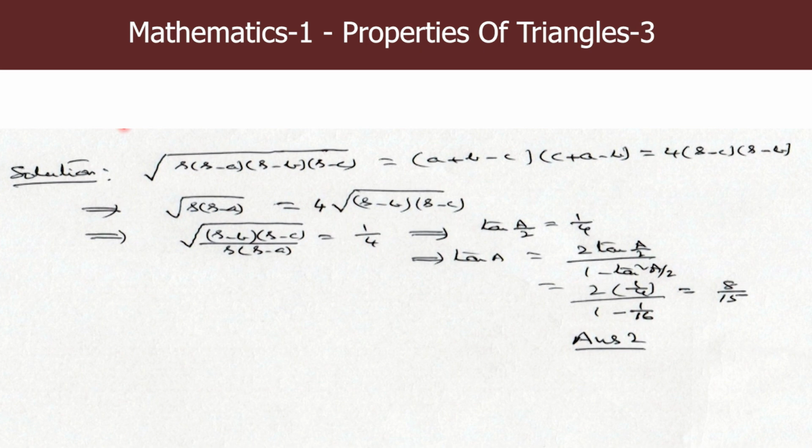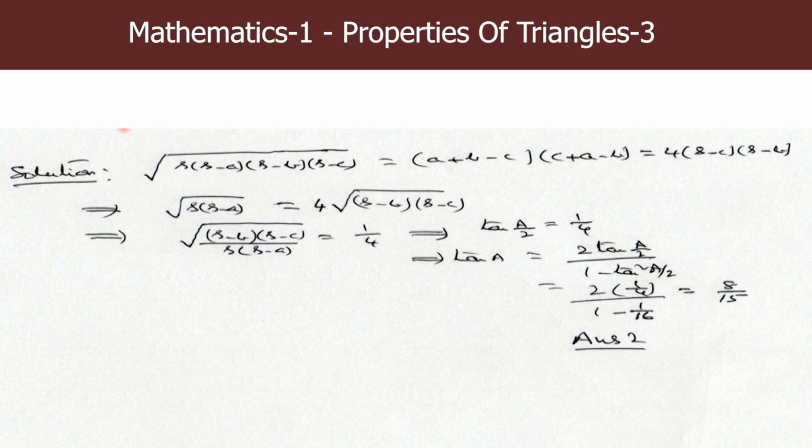So, therefore, square root of s into s minus a is equal to 4 into square root of s minus b into s minus c, or root over s minus b into s minus c by s into s minus a is equal to 1 by 4. So, that indicates that square root of s minus b into s minus c by s into s minus a is nothing but tan A by 2, the half angle formula. So, tan A by 2 is 1 by 4.